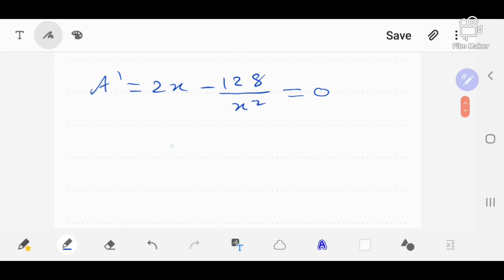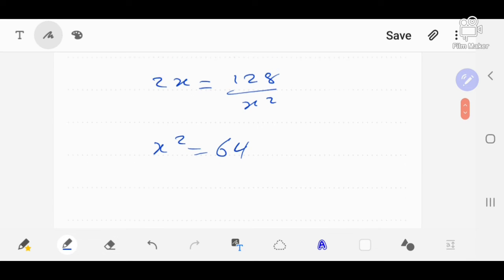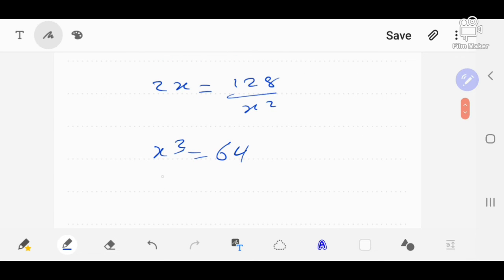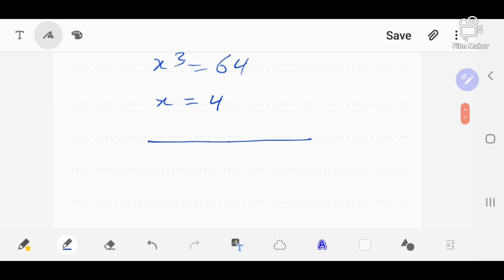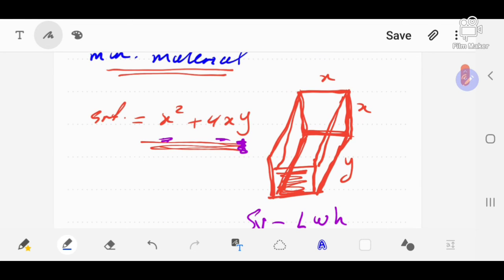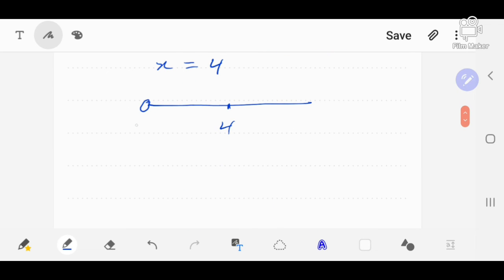Solve this for x. This will give you 2x equals 128 over x squared. When you multiply by x squared and divide by 2, you will get x cubed equals 64, which means x is equal to the third root of 64, which is 4. Now, the next step is to check whether it would give you a maximum or minimum. And keep in mind that we are talking about a box here, so the value of x can never be less than 0 or 0 itself. So 0 is an open circle here, it's not included.